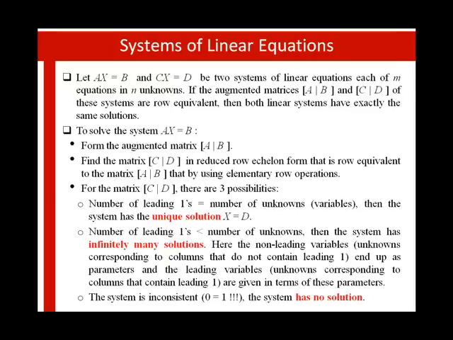To solve a system AX equal to B, first, we need to form the augmented matrix A slash B. Then find the matrix C slash D in reduced row echelon form, that is row equivalent to the matrix A slash B, by using elementary row operations as we did before in the two previous examples. For the matrix C slash D, there are three possibilities. If the number of leading ones equals the number of unknowns, variables, then the system has the unique solution, X equal to D.